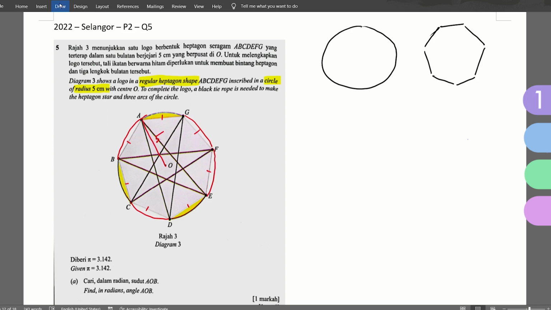And they used a black rope to make this heptagon star and 3 arcs of the circle. So the 3 arcs of the circle is this.